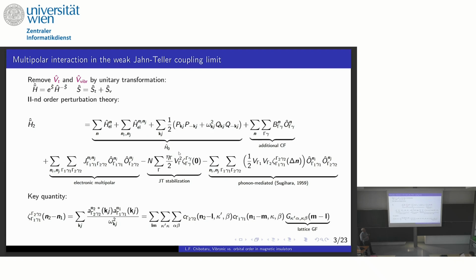It appears the electronic multipolar interaction expressed via these multipolar operators. And then the Jahn-Teller part will give us also a kind of quadrupolar interaction, where here the gamma are the irreducible representations which correspond to the Jahn-Teller active local modes. And they introduce some quadrupolar coupling. And this is the coefficient describing this quadrupolar coupling. It contains the vibronic constants and some quantity, which is a key quantity here. It mediates the interaction between different sites.